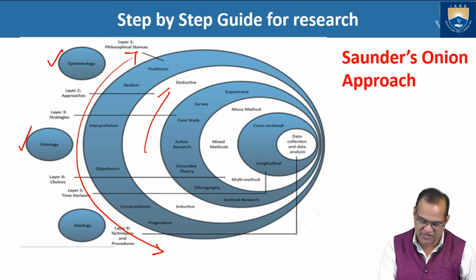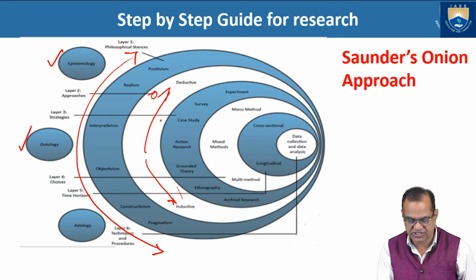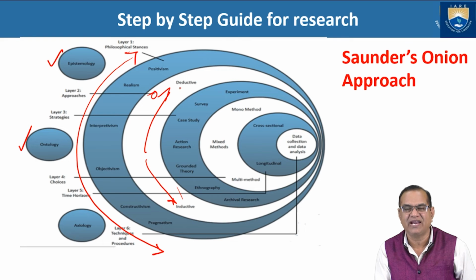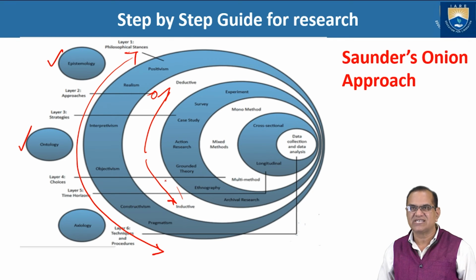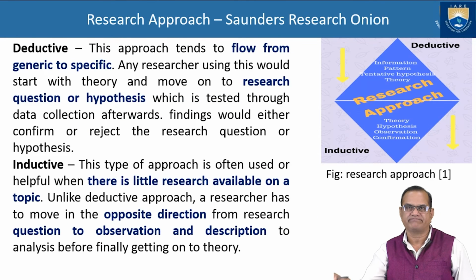Now I am going for the second layer. So this is the second layer here. In this we have the deductive and the inductive. In this layer only 2 items are there, and what is the meaning of this second layer, I am going to discuss in this next topic.